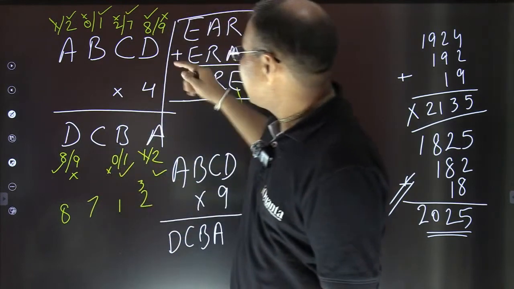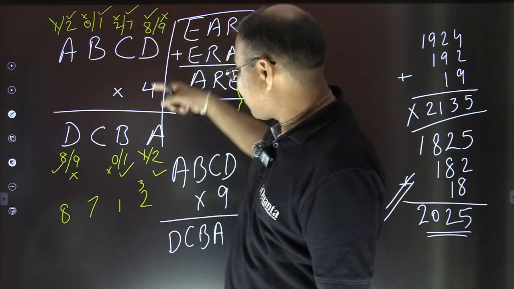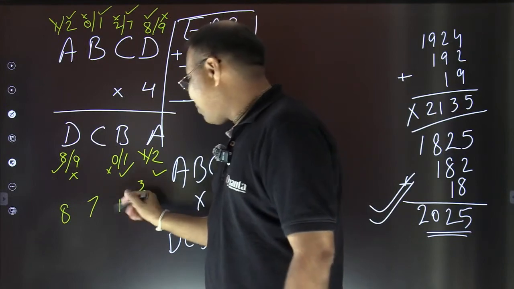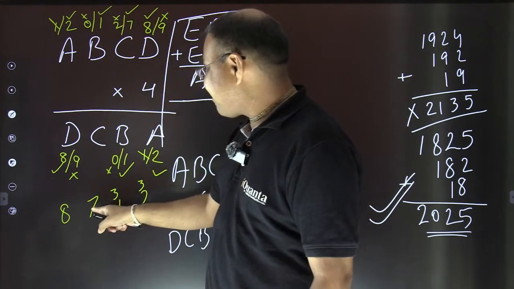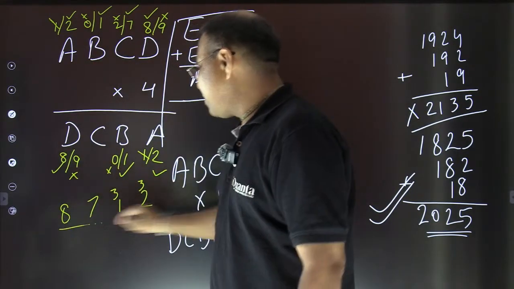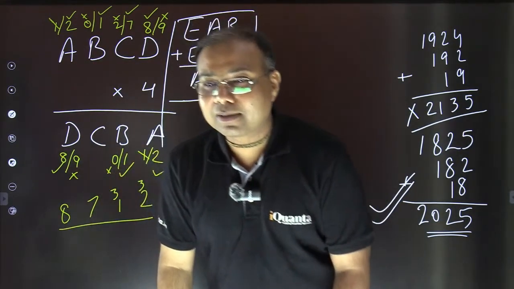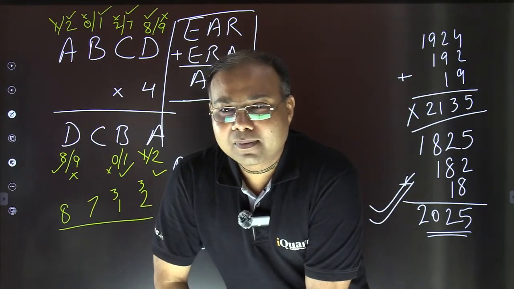So 4 into 7, 28. 28 plus 3, 31 ka 1, 3 carry. Next step. 4 into 1, 4. 4 plus 3, 7. And 4 into 2, 8. Perfectly fine. Is it fine?